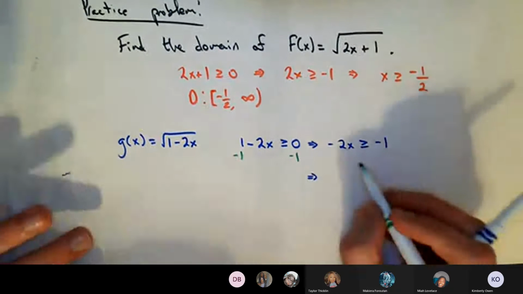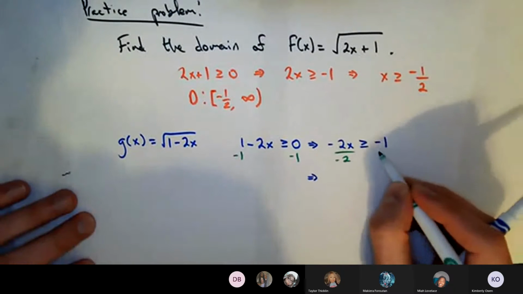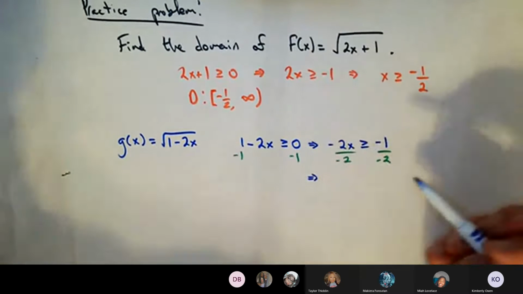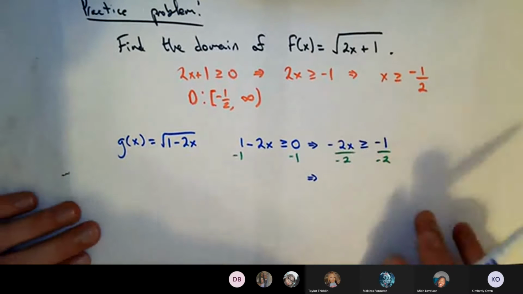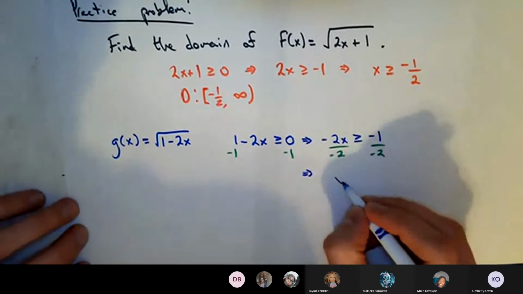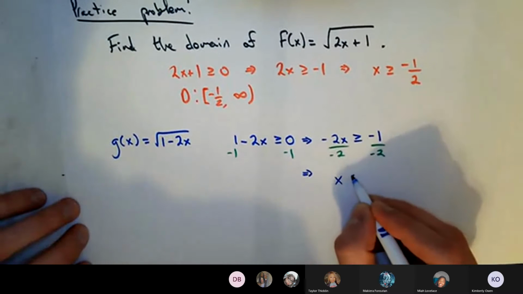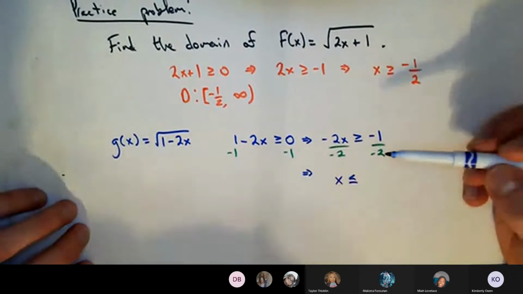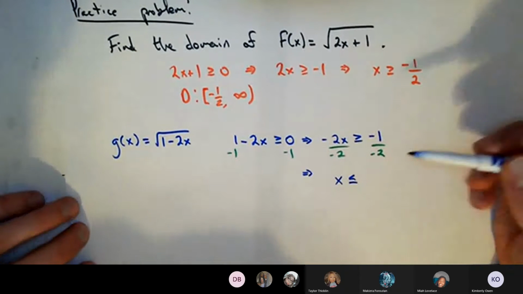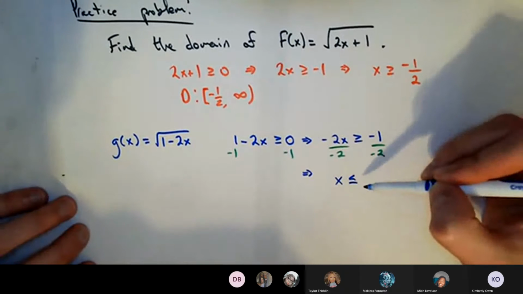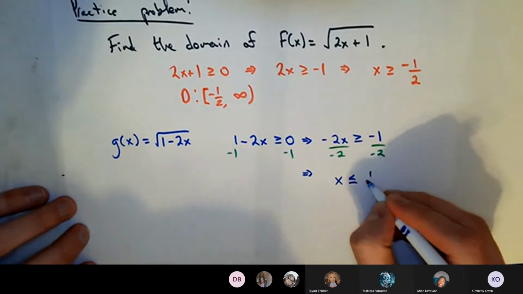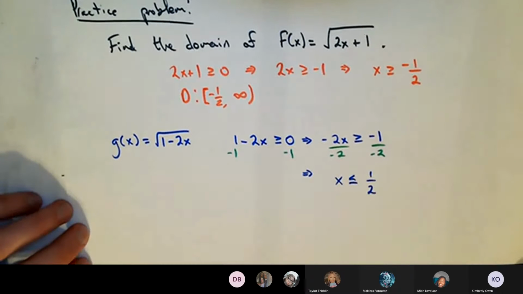And now I'm going to divide both sides by -2. But recall that when you divide in an inequality problem by a negative, you have to flip the inequality around. And when I say the inequality, I mean the little symbol. So we're flipping the inequality symbol around. And by the way, what is -1 divided by -2? Well, that's just going to be 1/2.